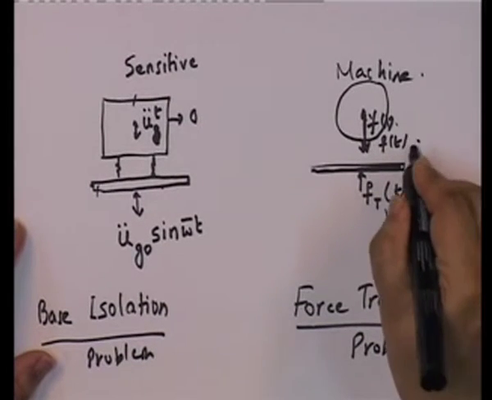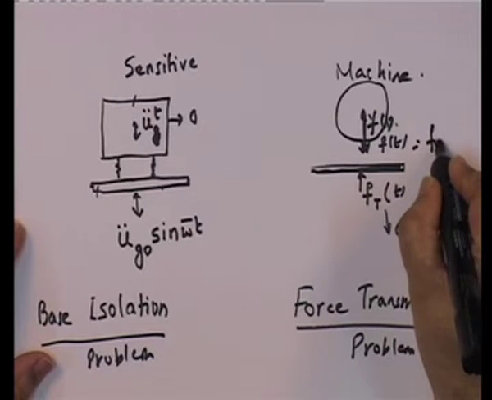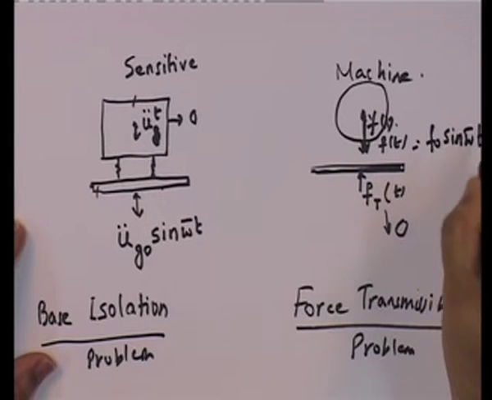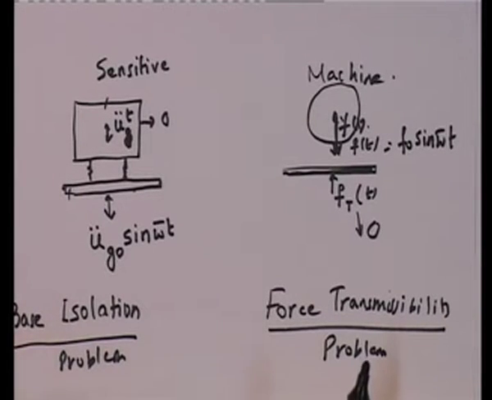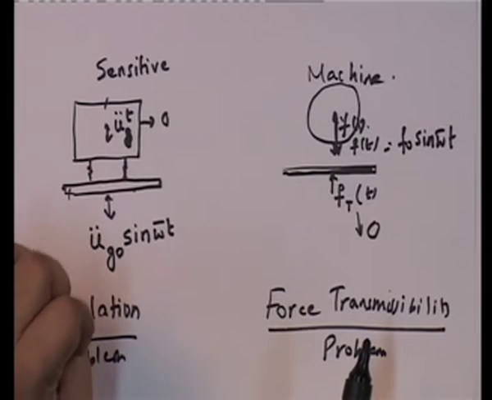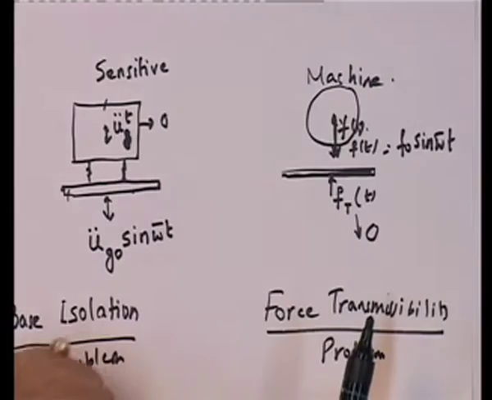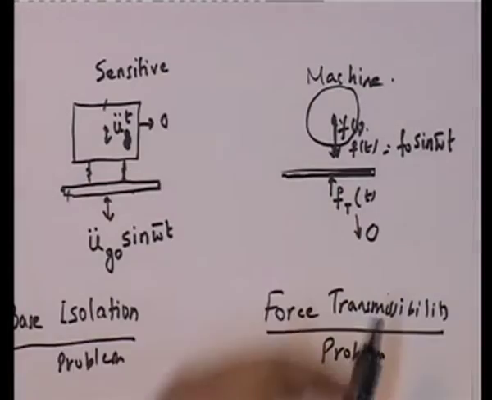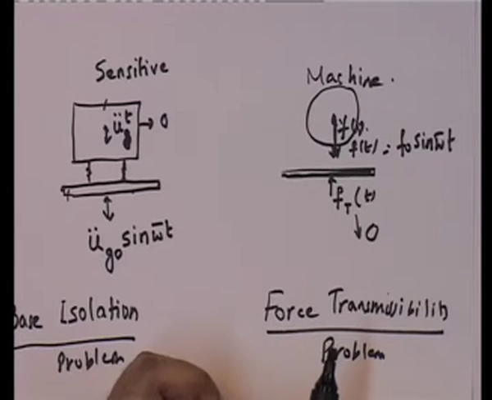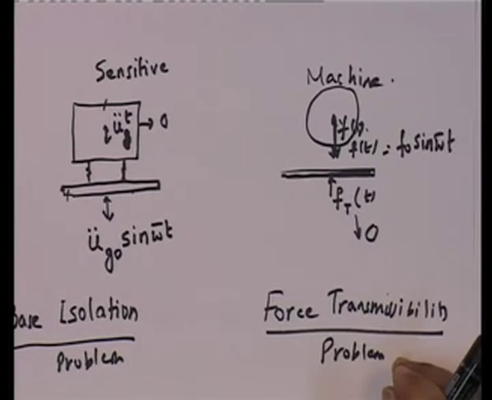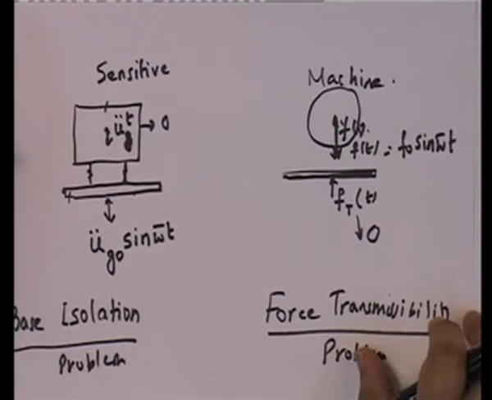In both cases, let me say that this is F0 sin omega bar t. So, I will assume that both the excitations are harmonic: here the floor excitation is given as a harmonic, and here the load from the structure is given as F0 sin omega bar t. Let us first look at how we can solve these problems. Let's start with the force transmissibility problem.